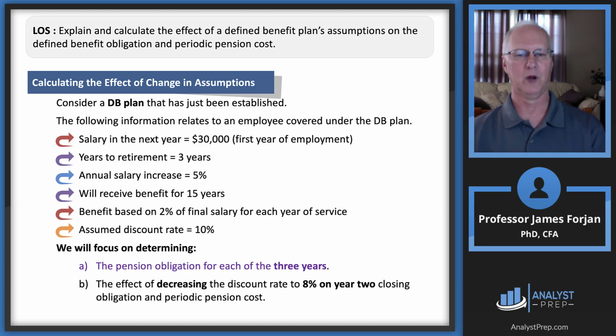So here are the 2 questions. What is the pension obligation for each of the 3 years? And then part 2, what happens if we change the discount rate of 10 to 8%? So here's going back to our Excel spreadsheet. You can just substitute 8 for 10 and hit the enter button, and you'll get all of these answers.